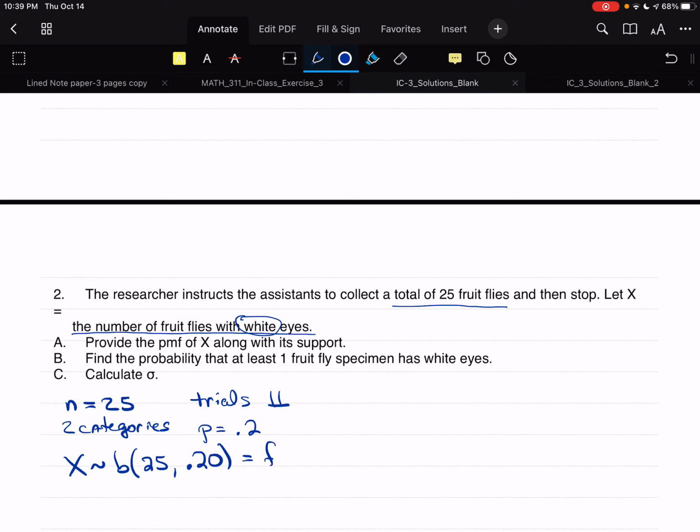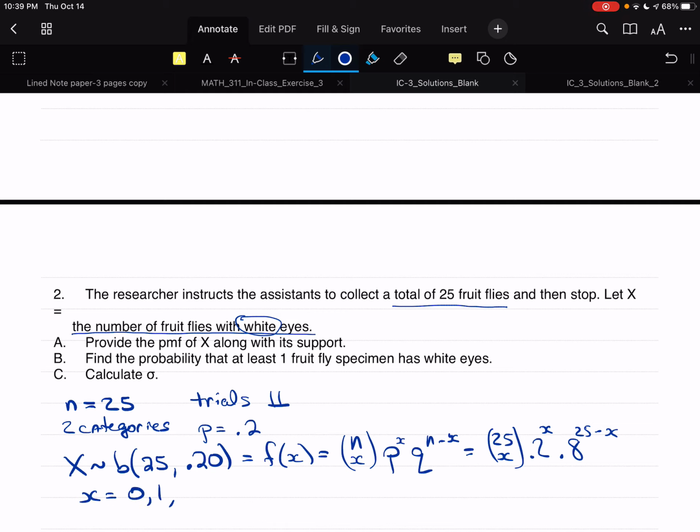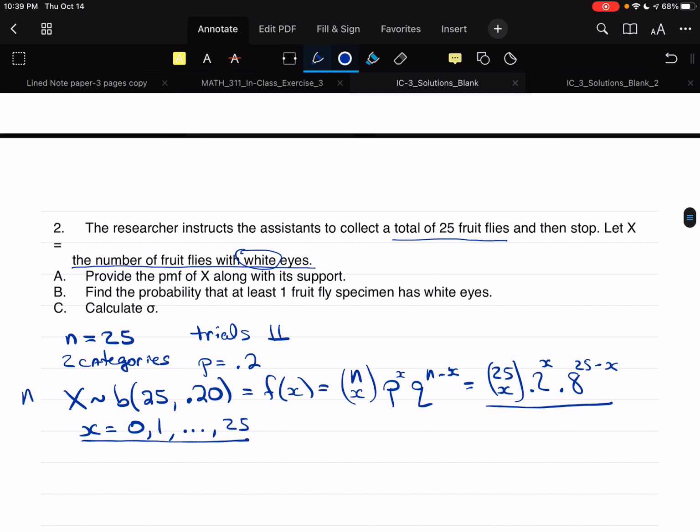And so this PMF is n choose x, p to the x, q to the n minus x. And n is 25, so p is 0.2 to the x, q is 0.8 to the 25 minus x, where x goes from 0, 1, 2, etc., up to n, which is 25. So this is the support of X, this is the PMF of X. So that's the answer to A.